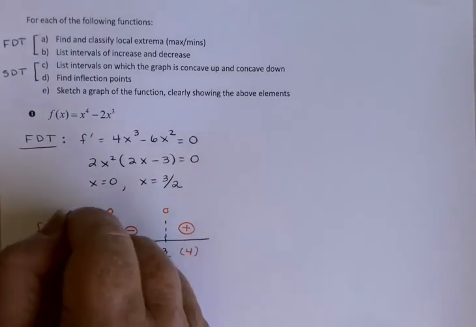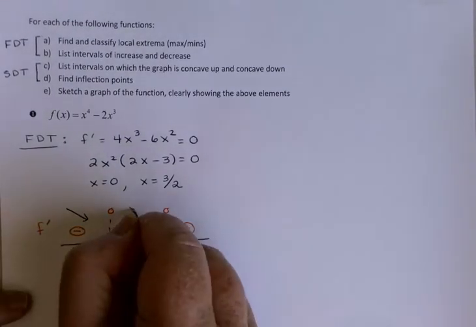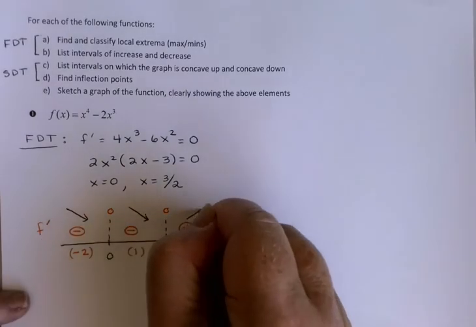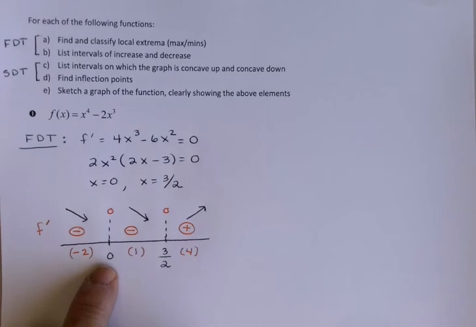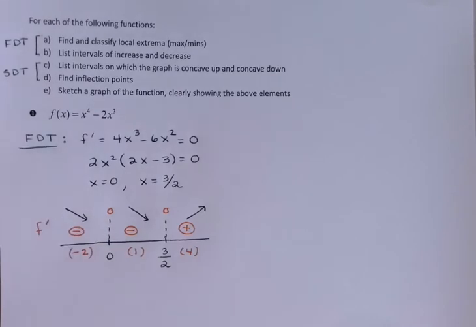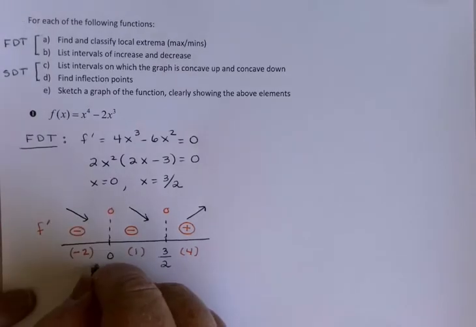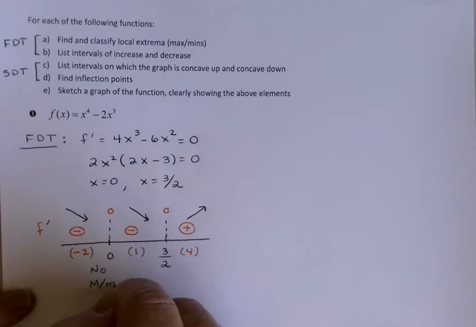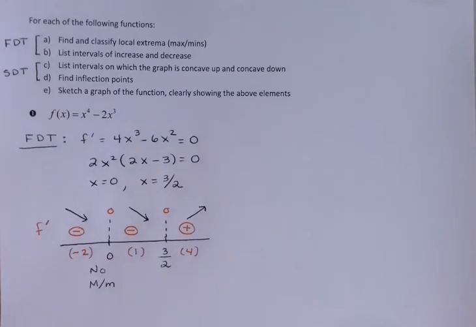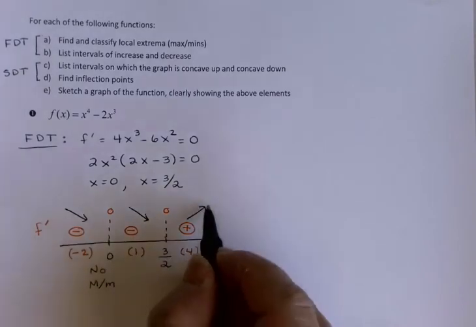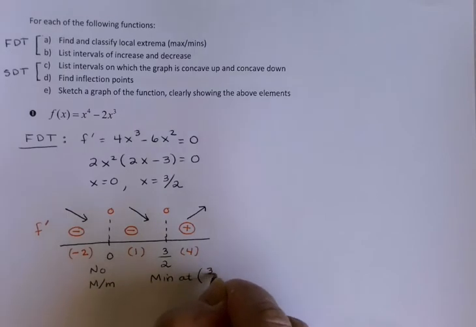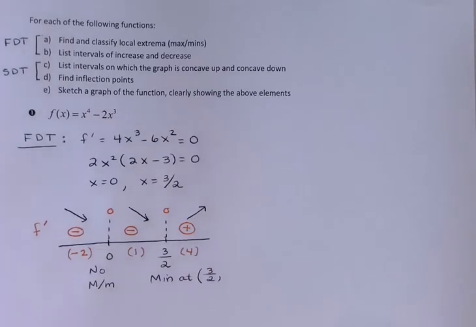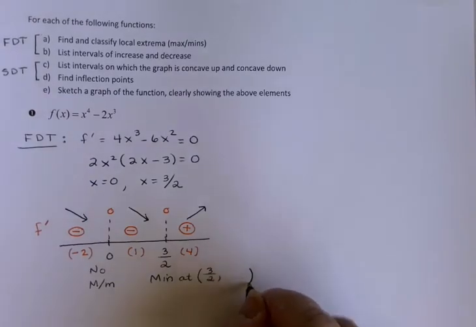So this says that my function is decreasing, again, and then increasing. So even though 0 was a critical value, there's no maximum or minimum at 0. The graph decreases on both sides of it. No max or min. M&M's, my abbreviation for max and min. Here, though, we were going down and then up, so this is a minimum at x equals 3/2, and I'll get the y value for that in just a few minutes.